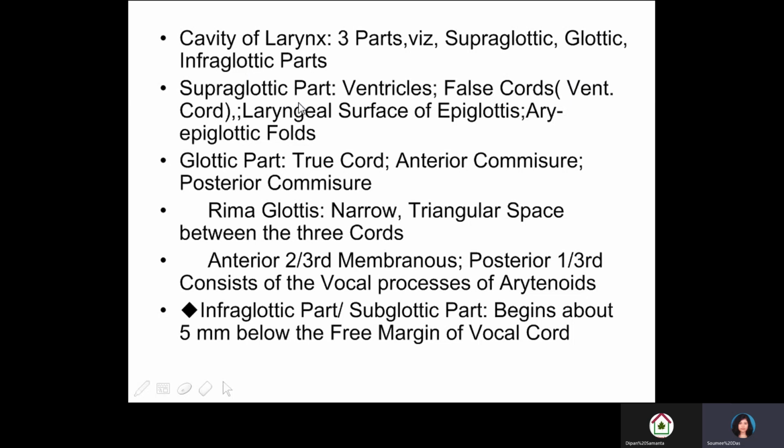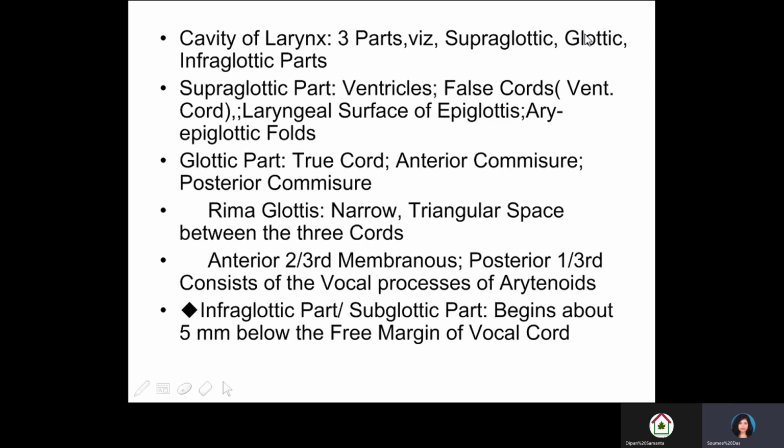So the supraglottic part, what does it include? It includes ventricles, false vocal cord or ventricular cord, laryngeal surface of the epiglottis, and aryepiglottic folds. Ary means related to arytenoid, and aryepiglottic folds means the folds which are related to both arytenoid and epiglottis. Okay, so in the supraglottic part, what is there? There is the epiglottis, so there would be structures related to the epiglottis and the tongue. So the laryngeal surface of the epiglottis would be there, and aryepiglottic folds would be there. That means the folds which are related to both arytenoid and epiglottis would be there.